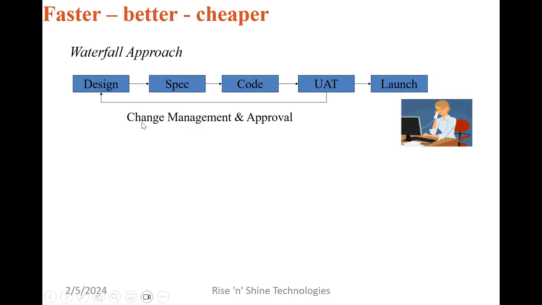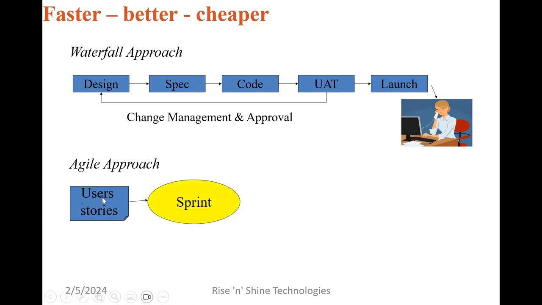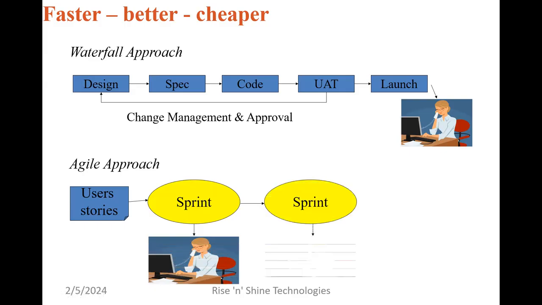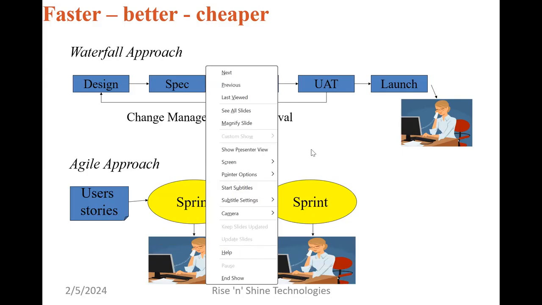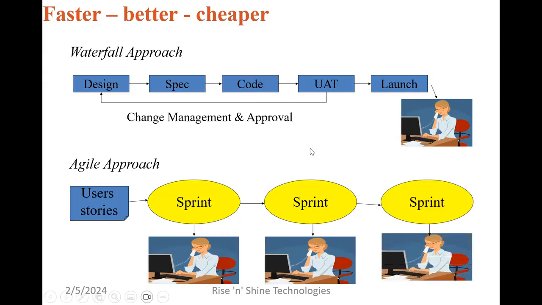This is a waterfall approach. But here, what we are trying to understand in the Agile approach is small units of the work, user stories. One user story, one sprint, a small duration, which completes this life cycle. So more sprints are coming into the picture. The more sprints, the more releases. More releases means more teams involved.